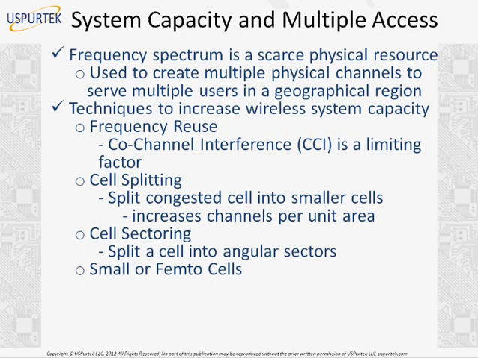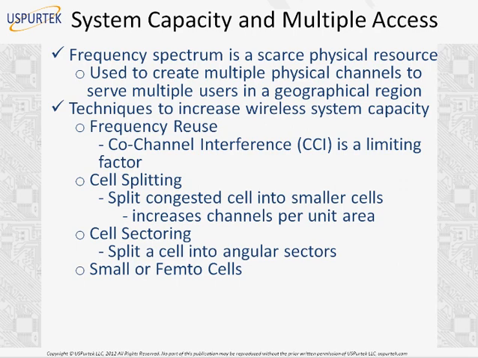Okay. Now let's move on to the next very interesting topic of system capacity and multiple access. The wireless system capacity is of concern to all the commercial wireless communication carriers, as 2G, 3G, or 4G, because the frequency spectrum in any country is a scarce physical resource, and you need this to create multiple physical channels to serve multiple users in any geographical region. In every country, the governments basically auction this frequency spectrum, and there is a big cost involved in it for the carriers. So they are always under pressure to devise techniques to serve more users using the same frequency spectrum.